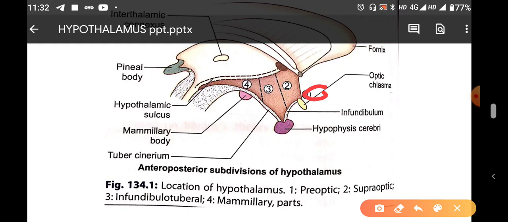Then supraoptic area or nucleus. Third is the infundibulotubular area, and the fourth one is the mammillary part of the hypothalamus. So, these are the main important regions of hypothalamus, that is preoptic, supraoptic, infundibulotubular tuberal area and the mammillary part. So, we can see here these are the mammillary bodies. This is tuber cinereum. These are the hypophyseal cerebri.